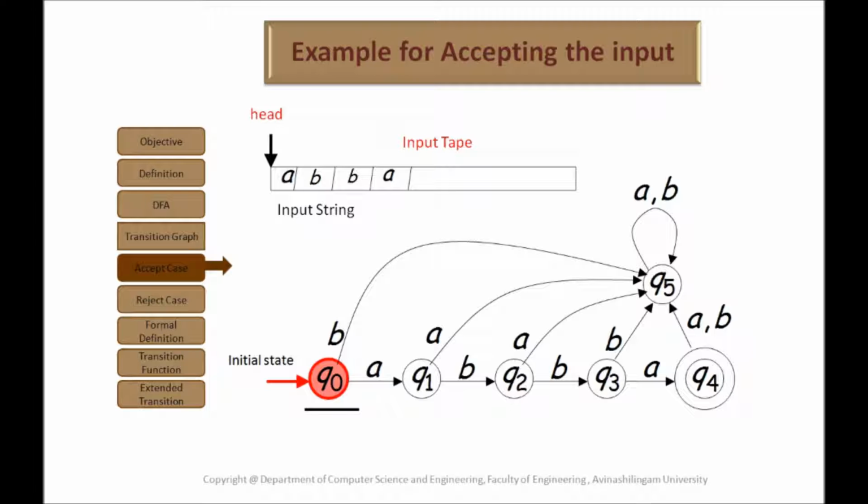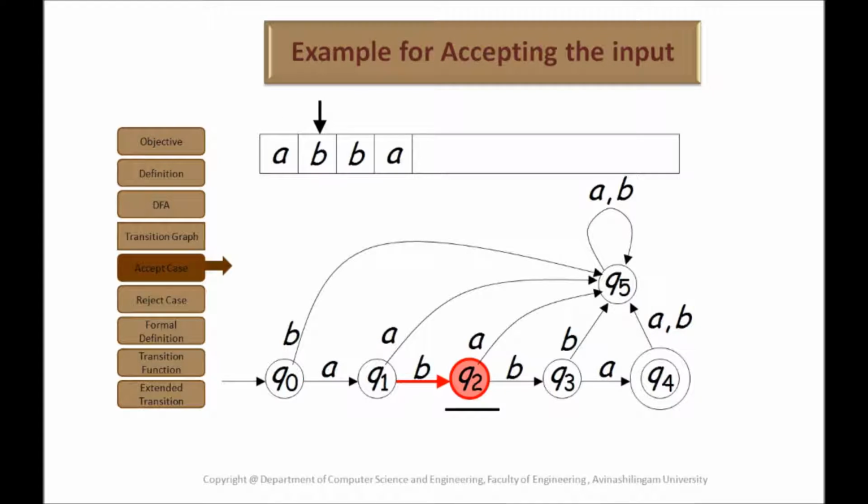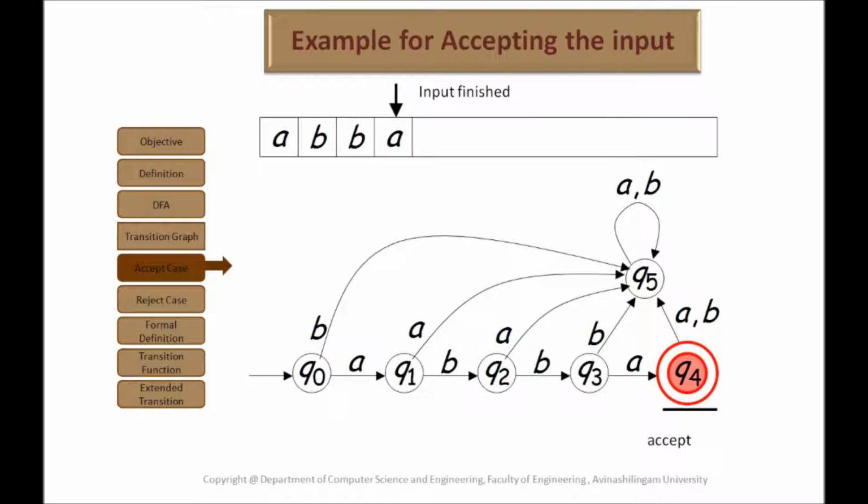Next alphabet is B. From Q1, using B, it goes to Q2. Next alphabet is B. From Q2, using B, it goes to Q3. Next alphabet is A. From Q3, using A, it goes to Q4. Finally, it reaches the accepting state. Since Q4 is the final state here, we say the given string is accepted because it reaches the final state.